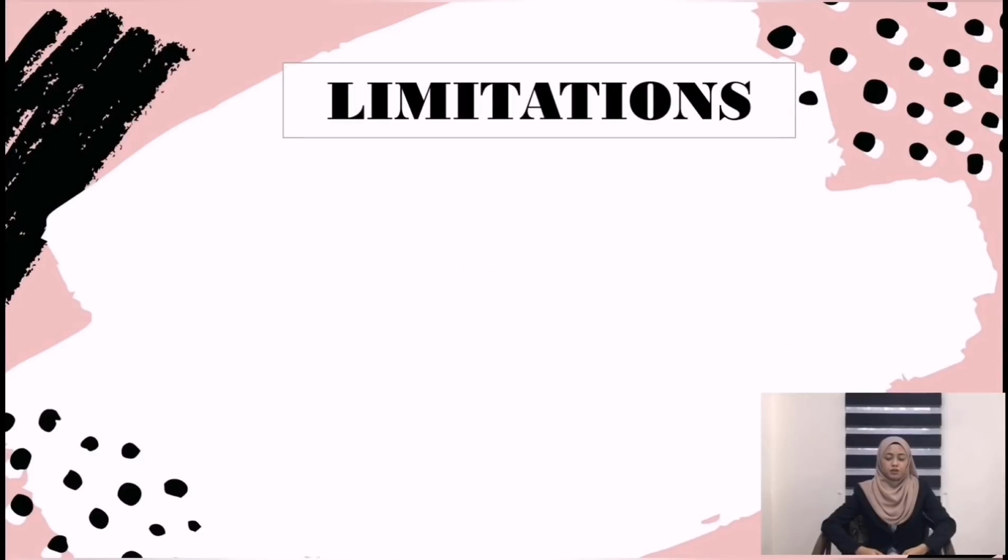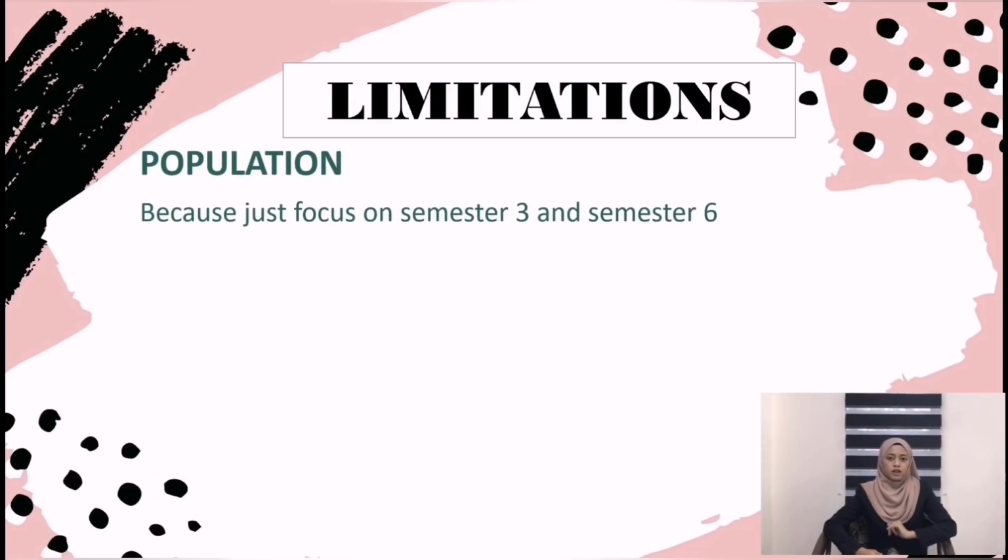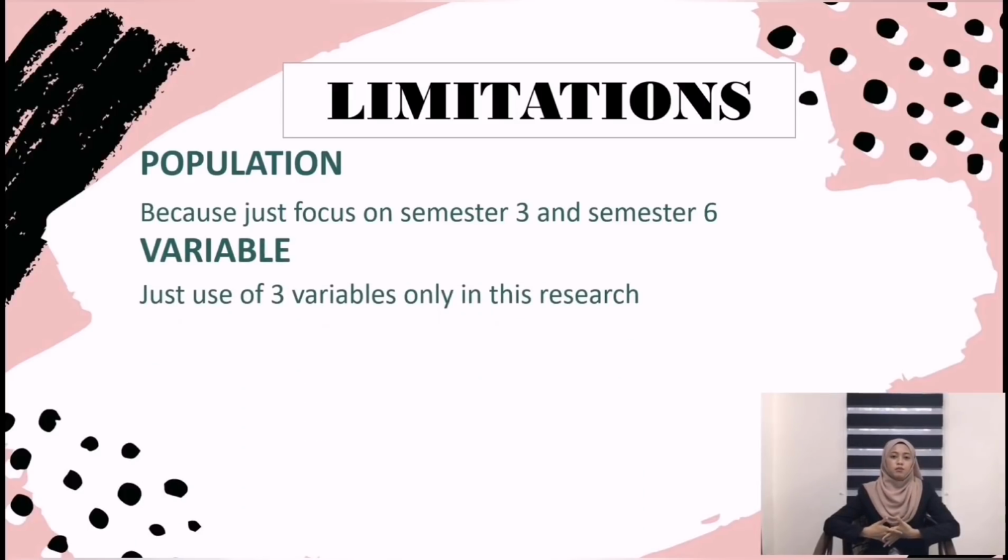However, there are some limitations in doing this research. First, in terms of the population, as you can see, we just focus on the students of semester 3 and 6. So in future research, we hope that the population can be widened. And the second one is in terms of the variables. As you can see, we just use 3 variables, and we hope that in future research, the researcher can use a variety of variables to measure the influence on academic motivation.